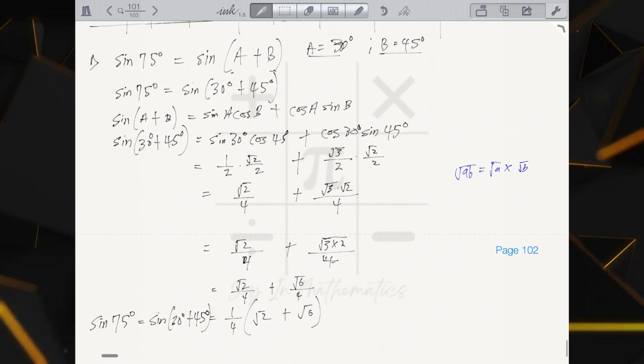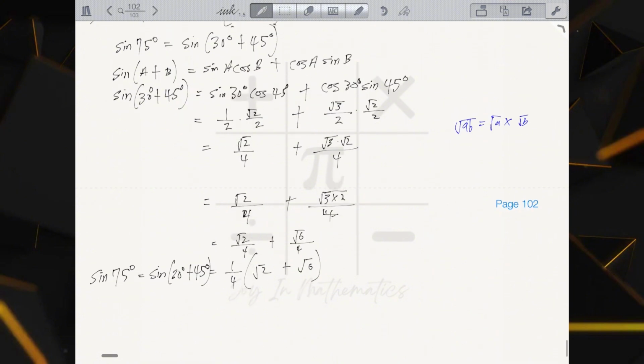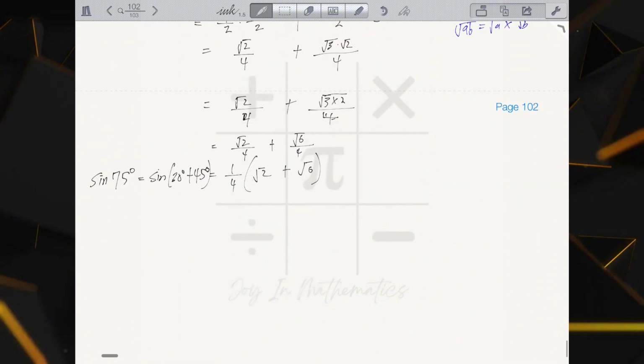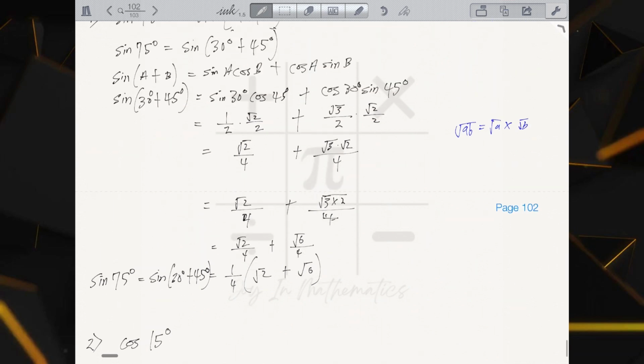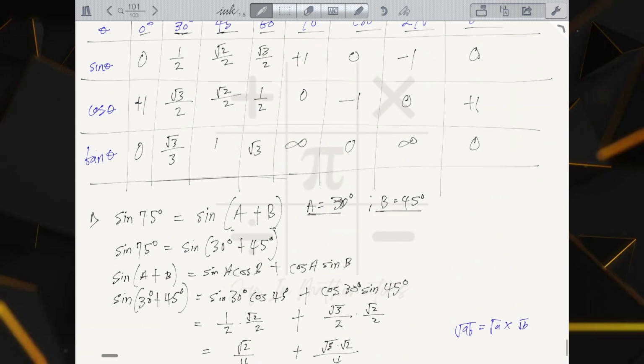So now we can see the interesting part of it, where we evaluated this without tables or calculators, using A and B and the formula for sine of A plus B. Let's proceed further with another question, question 2, where we want to evaluate cos 15 degrees. We are going to ask ourselves, what are the two things we will add together, or subtract together, to get 15 degrees from the table of special angles?